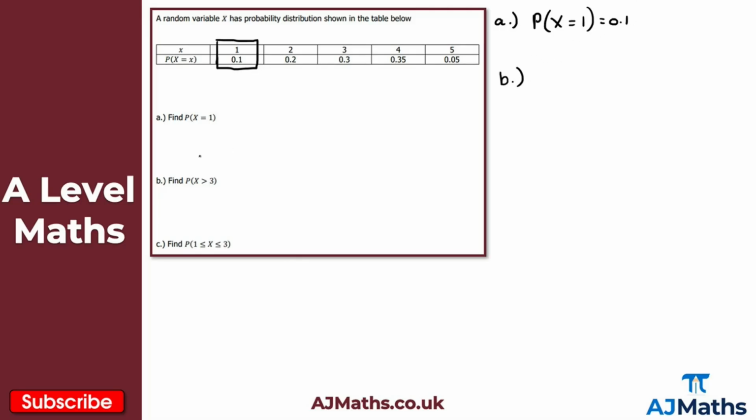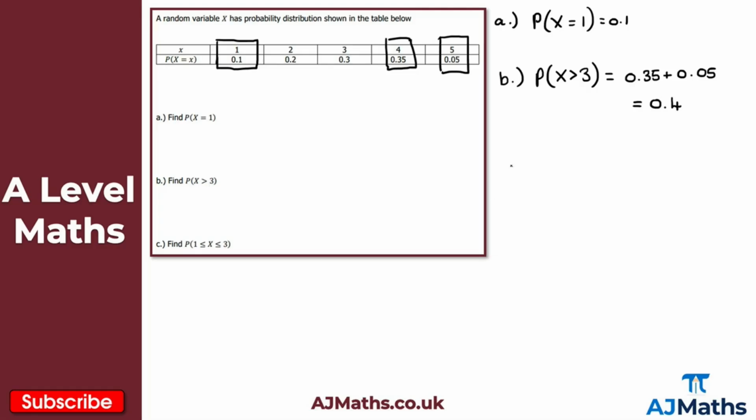For B then, the probability of our random variable x being strictly greater than 3. We've got two options here. We've got this one here, our probability of 0.35, and this one here, our probability of 0.05. So what we need to do here is just add those together. 0.35 plus 0.05. Add those together and we get 0.4 there. Okay, that's our solution to B.